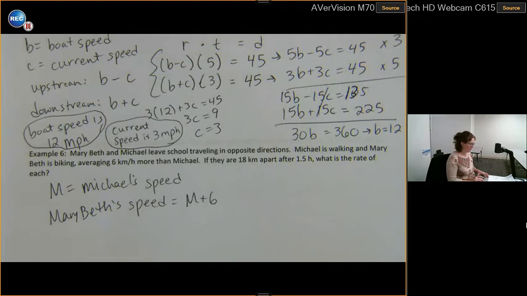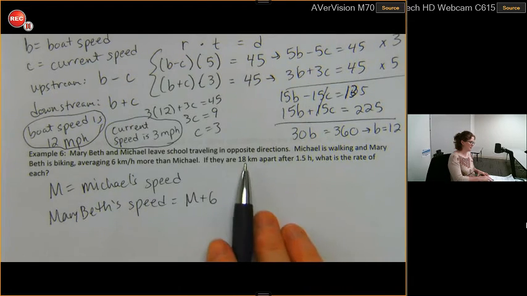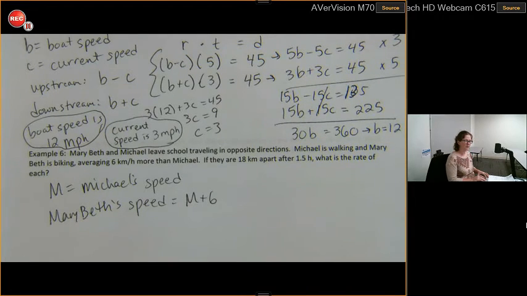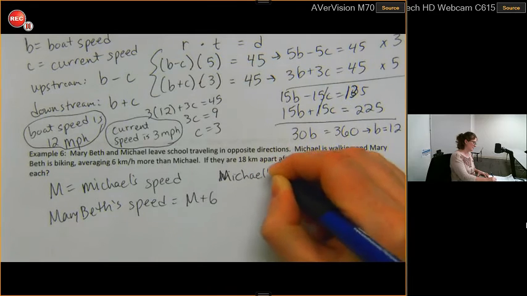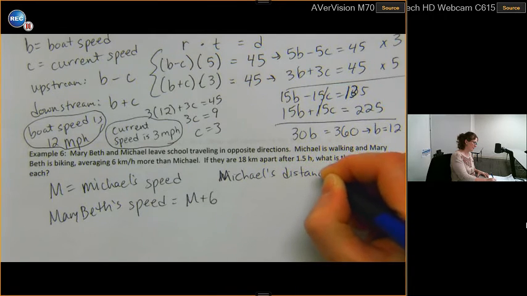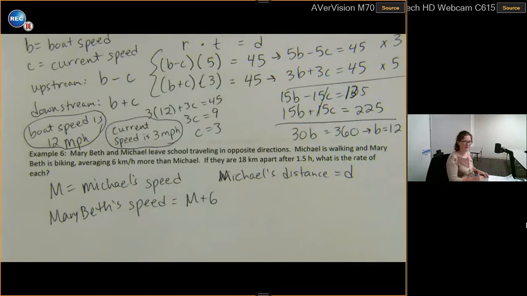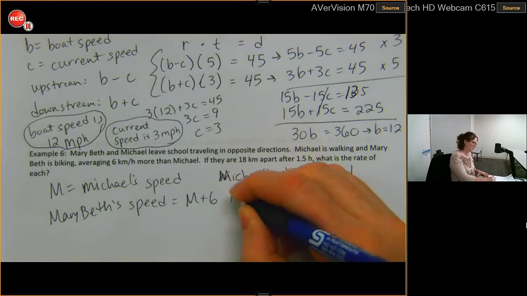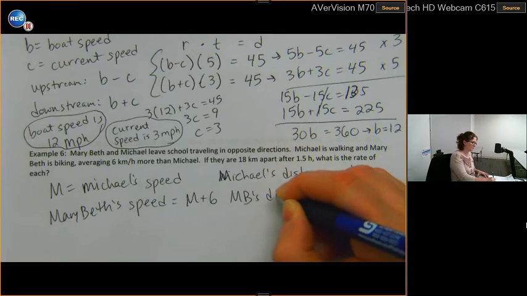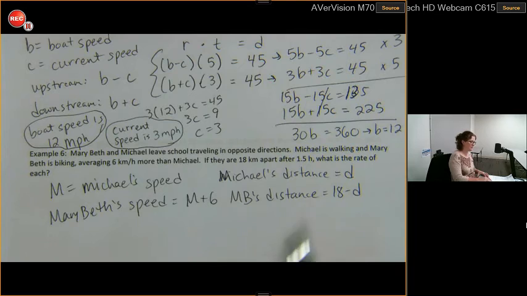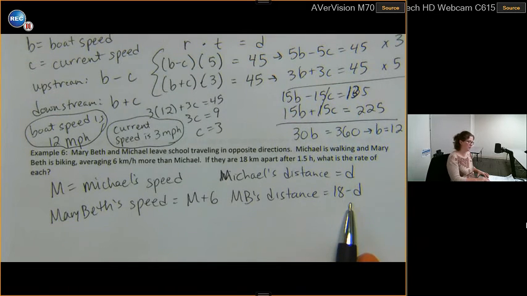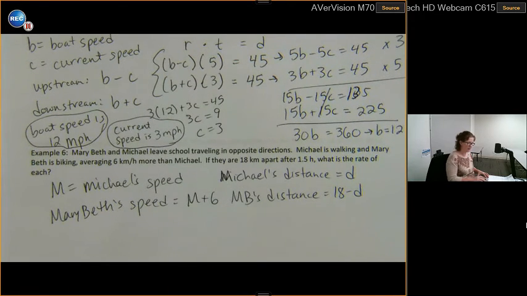And I know that together they go 18 kilometers. And so what I can say is that Michael's distance is just going to be the variable d. Let's just say hypothetically if he goes 8 kilometers, then we know that Mary Beth's distance is going to be 18 minus d. So if he theoretically goes 8, she would go 10 to combine to make 18 kilometers.